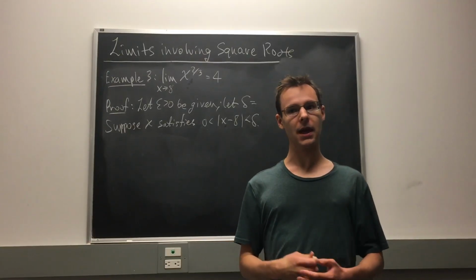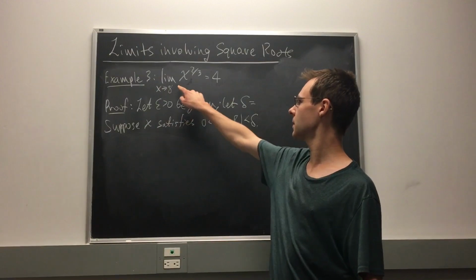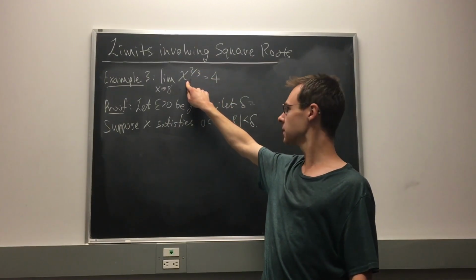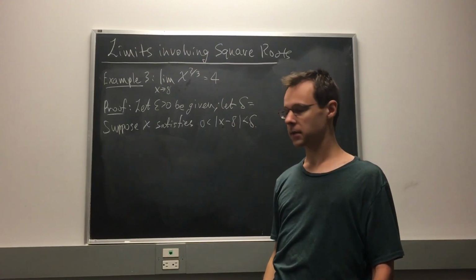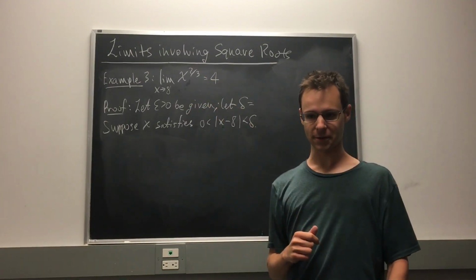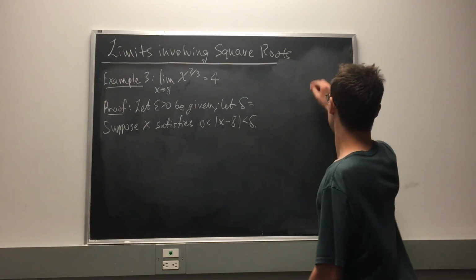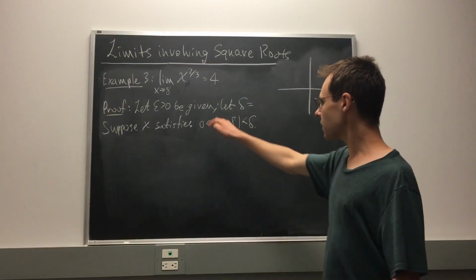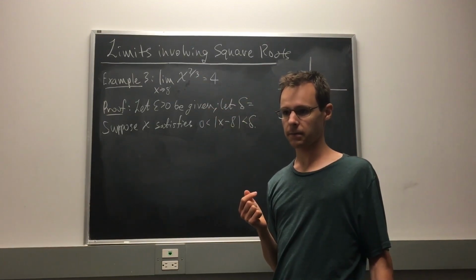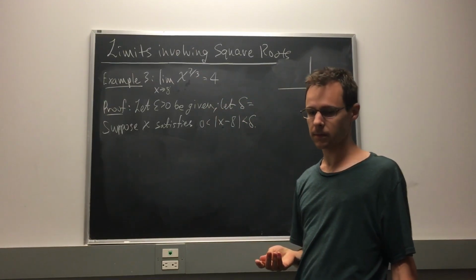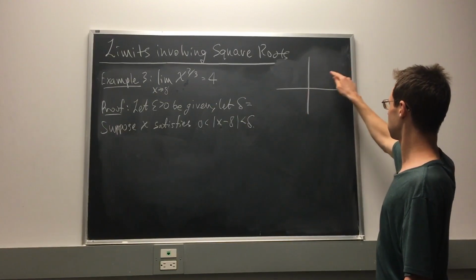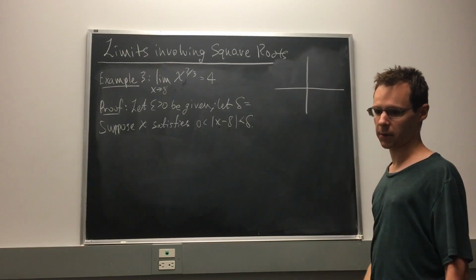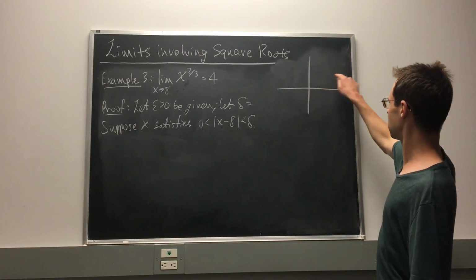All right, so for our last example, we're going to prove that the limit as x approaches 8 of this crazy function, x to the 2/3, equals 4. It's good to have an idea of what x to the 2/3 looks like. Well, we know what x to the 1/3 looks like. That's just our cube root function, which looks like this. It's like our x cubed function reflected in the line y equals x. So there's the cube root.